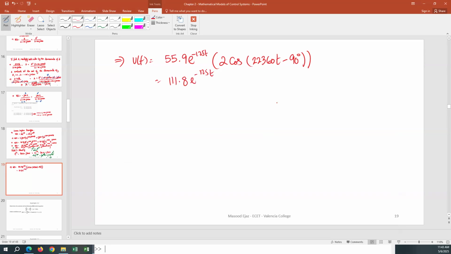And cosine 22360 minus 90 is cosine A minus B, which is cosine A cosine B plus sine A sine B. So cosine A cosine B, cosine 90 is 0, plus sine A sine B, sine 90 is 1. So when we simplify this, we're going to get sine of 22360.